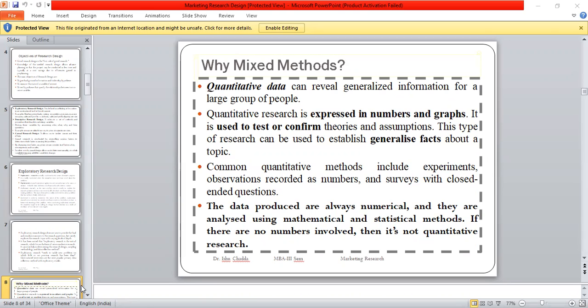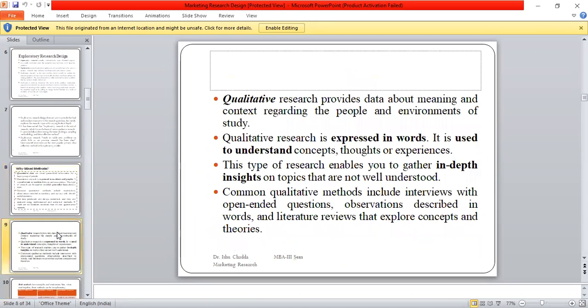The next is qualitative. Qualitative research is concerned with the meaning and the context regarding the people and environment of a study. You consider this research when you want to understand a concept, any experiences, and any thoughts. You want to express someone's thoughts and experiences in words. Qualitative research is expressed in words. It is used to understand concepts, thoughts, or experiences.